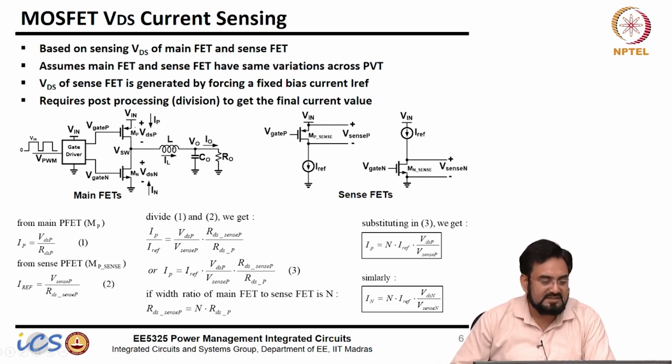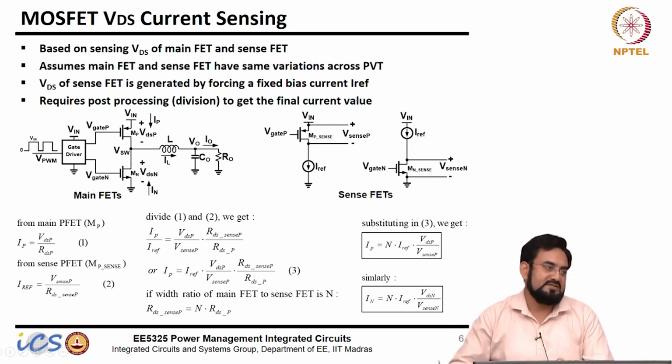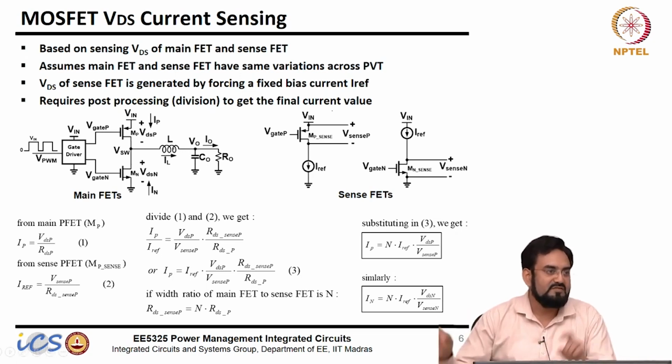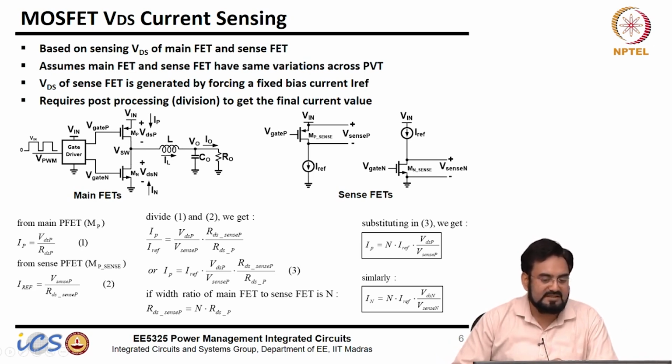So IREF multiplied by the ratio of these two voltages will give me the load current. But let's say this RDS on is changing. They are the same devices, so if this is increasing, this also increases. So that effect is cancelled out. The variation with PVT is cancelled out because they are the same type of devices. What temperature is seen by this guy will also be seen by the other.